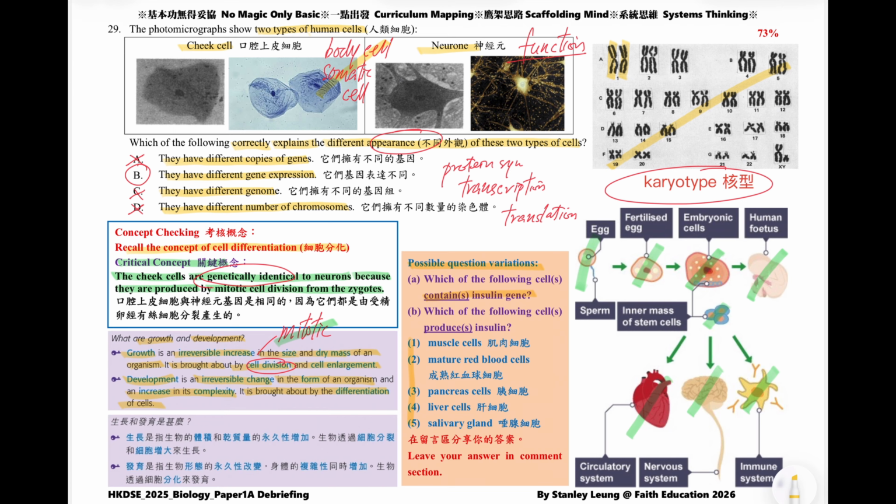And which of the following cells can produce insulin? Leave your answer in the comment section and let's see whether your concept is clear or not.